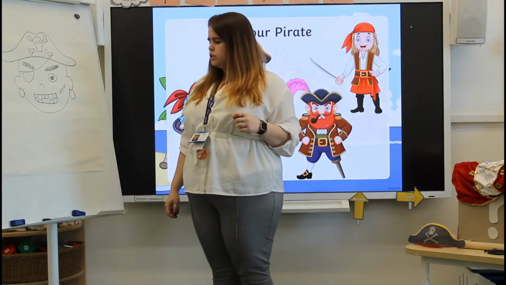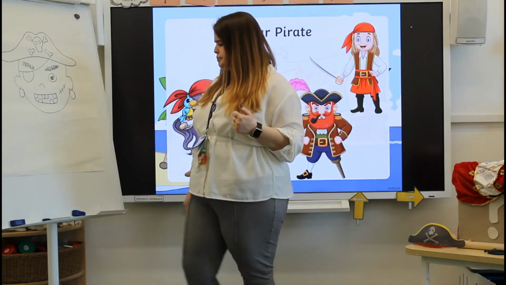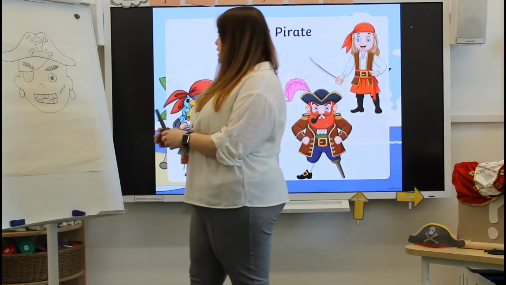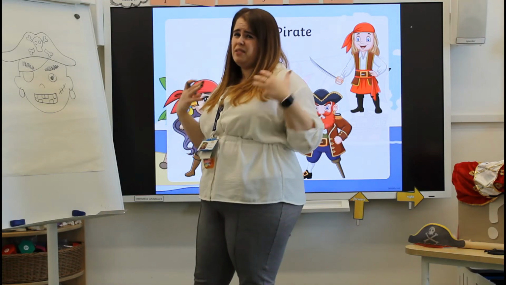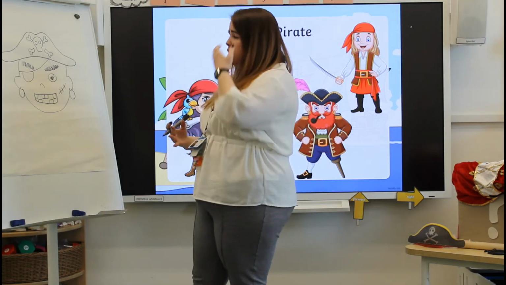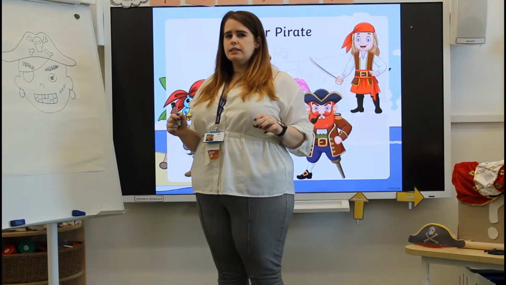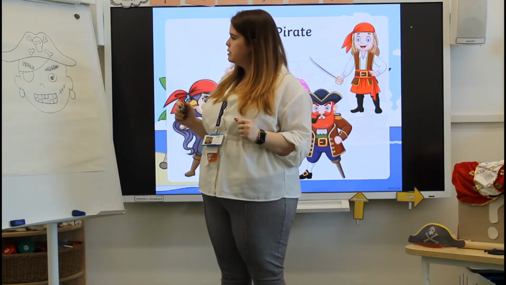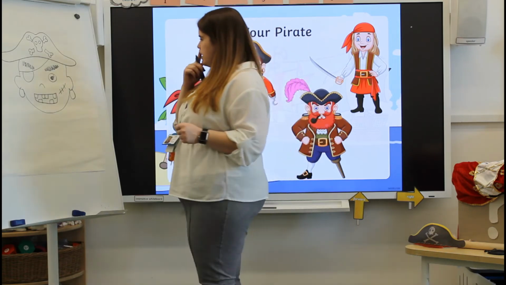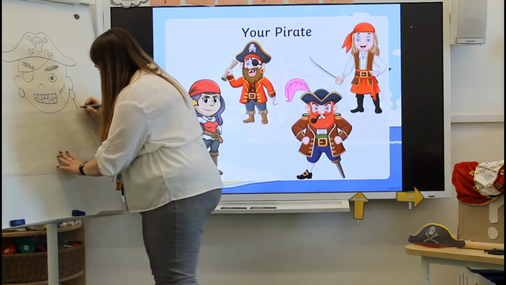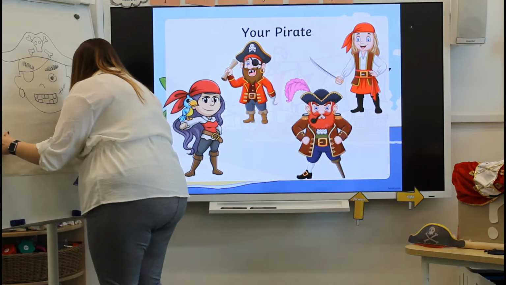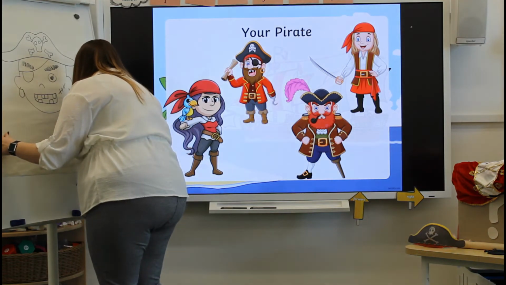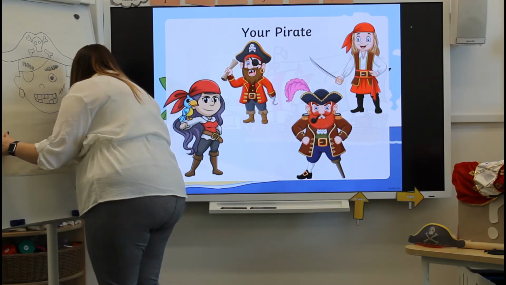Now we're going to learn to write about him. So let's think. I need to make sure I have some understanding of what I need to write. So let's think back to our expanded noun phrases. I need to have lots of adjectives to describe my pirate. So I'm going to label him now. Let's think. I'm going to have some gold, glistening, earring.